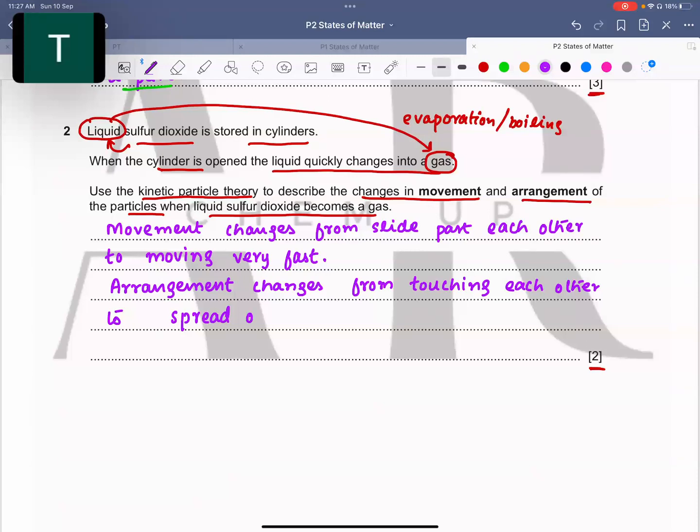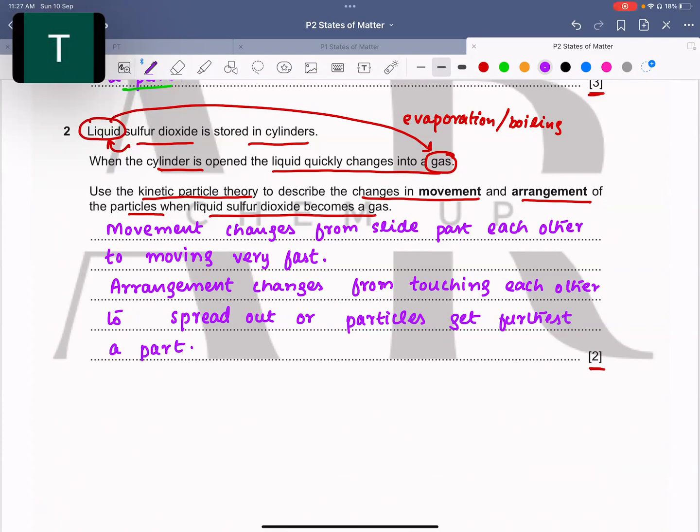So spread out. Is this clear to everyone? Yes, sir. Okay.